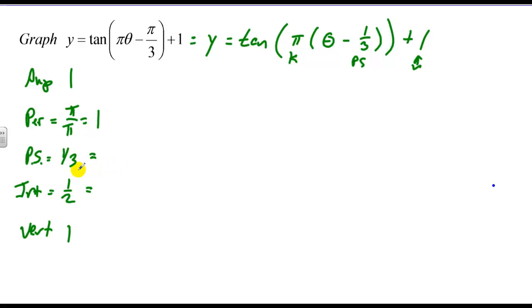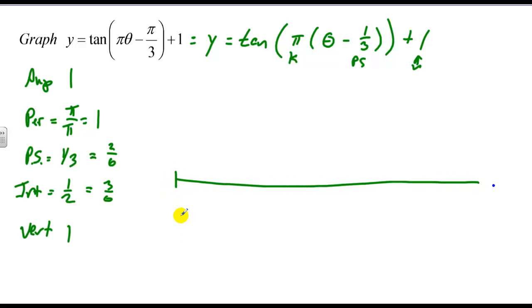So what I'm going to do with my phase shift and my intervals is get the same denominator, which is going to be 6 in this case. We've done this one before. So this is 2 over 6. This is 3 over 6. And let's go ahead and start. If I'm starting at a phase shift of 2 over 6, adding 3 over 6 to that, that's 5/6. Adding 3 more, I get 8/6. I'm going from 2 to 8, which is 6 over 6, period of 1.